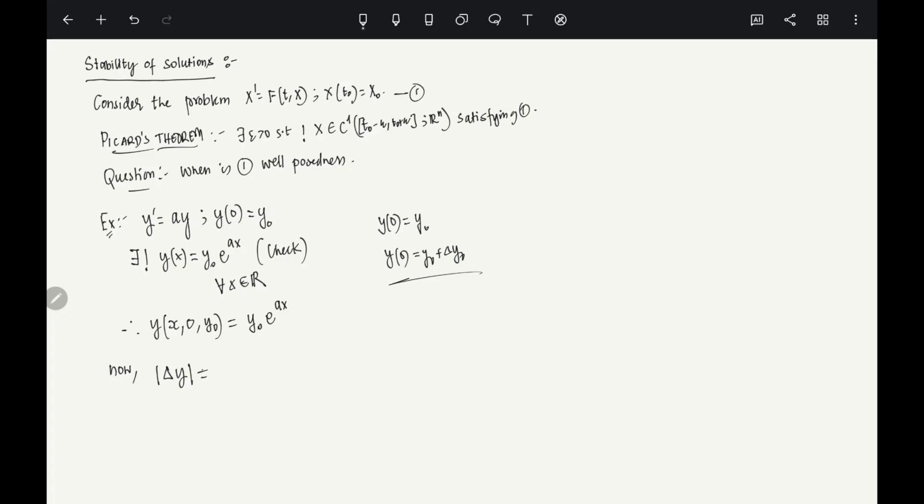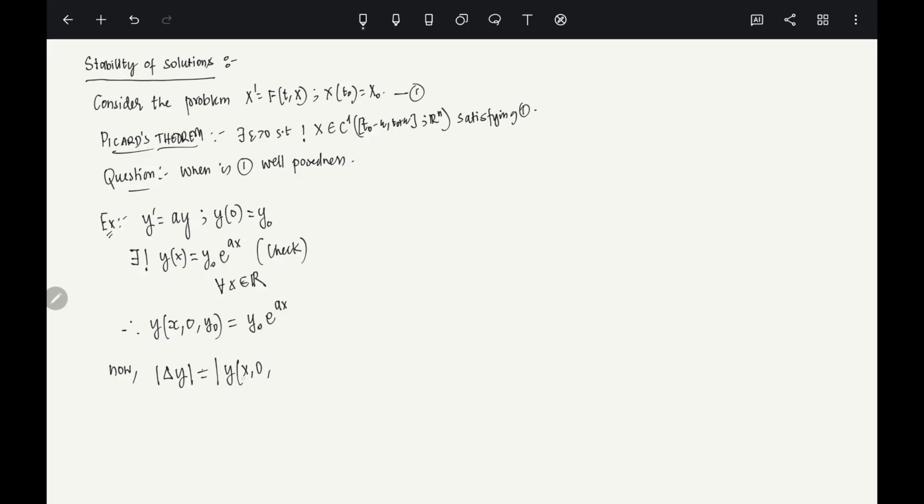We want to see how much the solution is changing, right? That's what stability is. Basically, we don't want our solution to fluctuate too much with this change of initial data, right? Okay, so that's the idea. So basically what we have is this. What is delta y naught? The modulus of delta y naught, we are defining it as the function y at x 0, so variable x at the initial data 0.